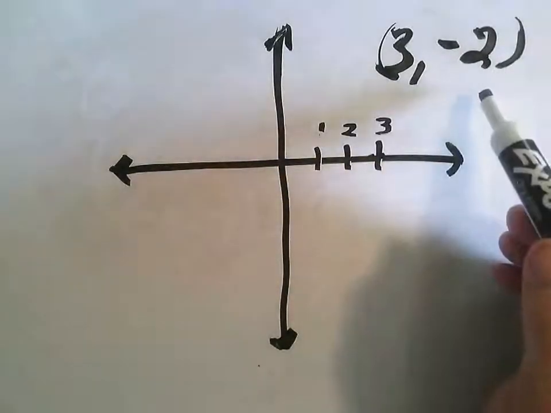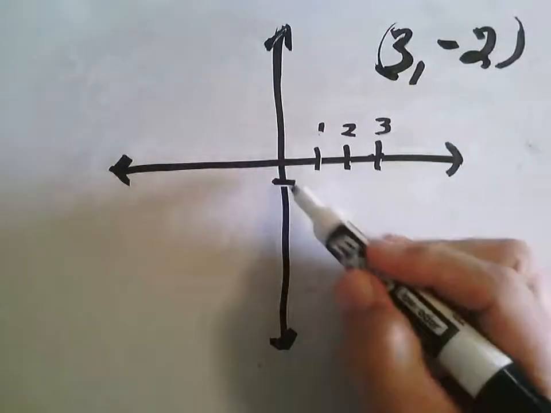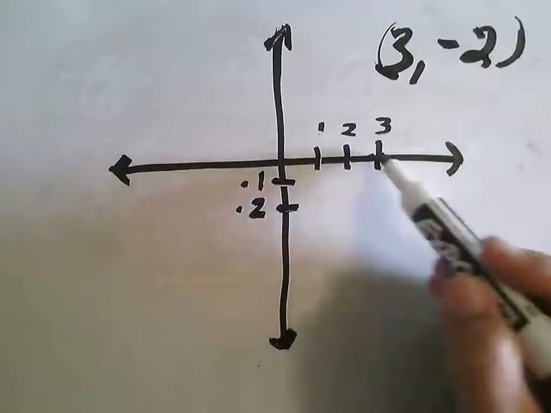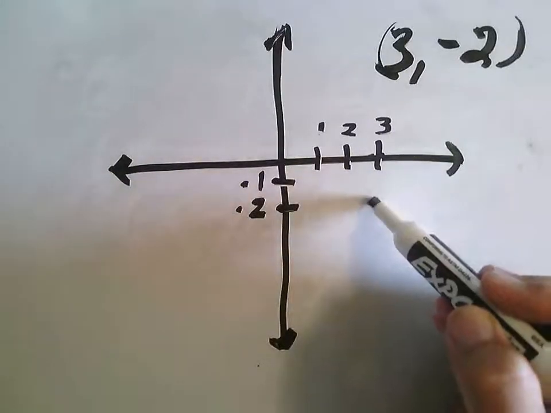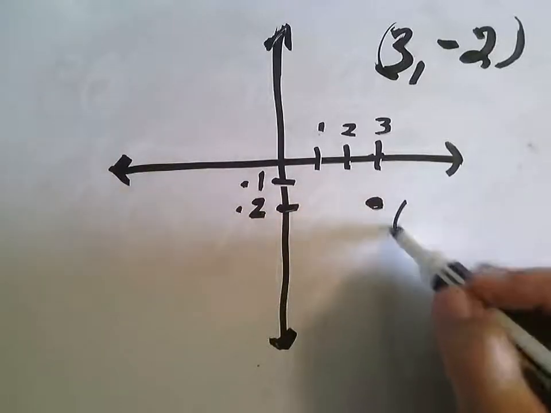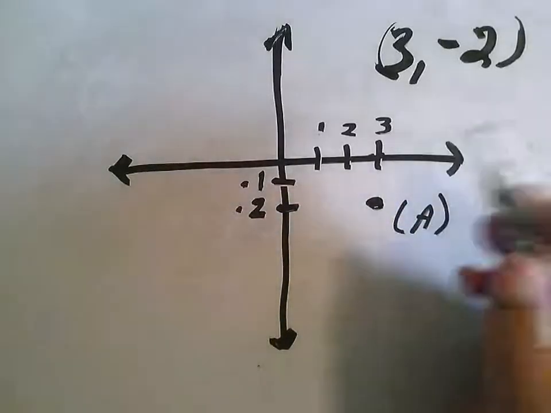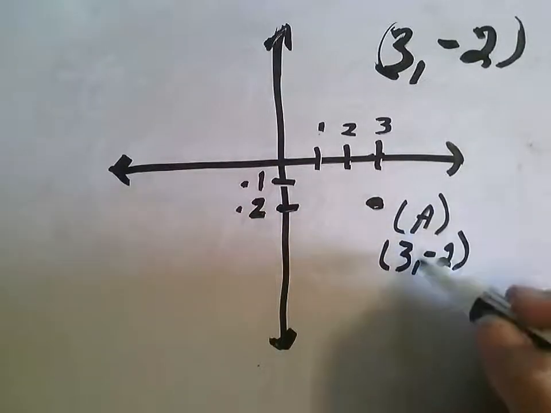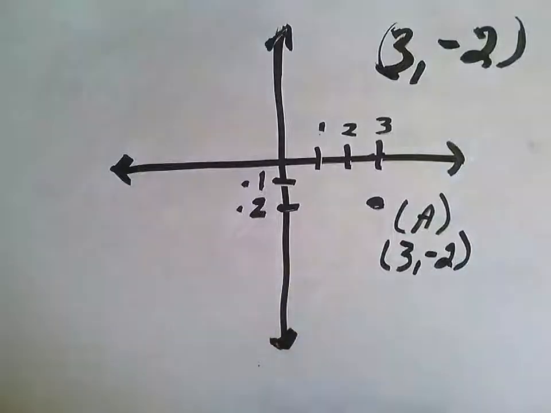Then I come down 2. Because it's a negative number, I go down. This will be negative 1, and this will be negative 2. So I've already come over 3, and then I come down 2. So my spot will be exactly here. Generally, these are labeled by a point, such as point A, or you can list them by the actual numbers, which would be 3 and negative 2. Either one of these is acceptable.